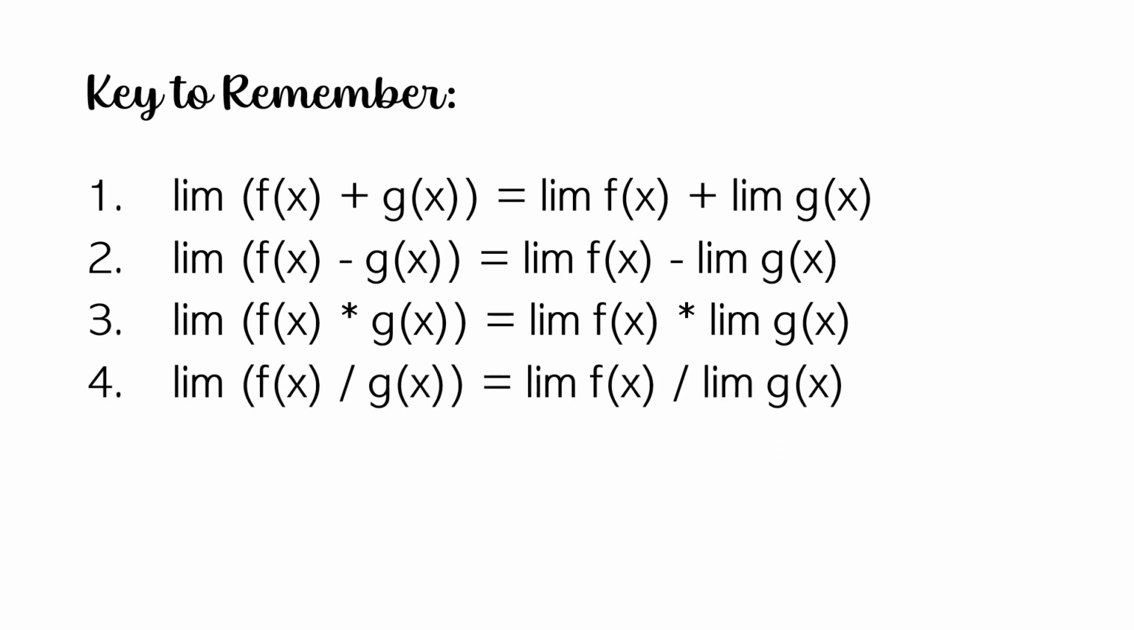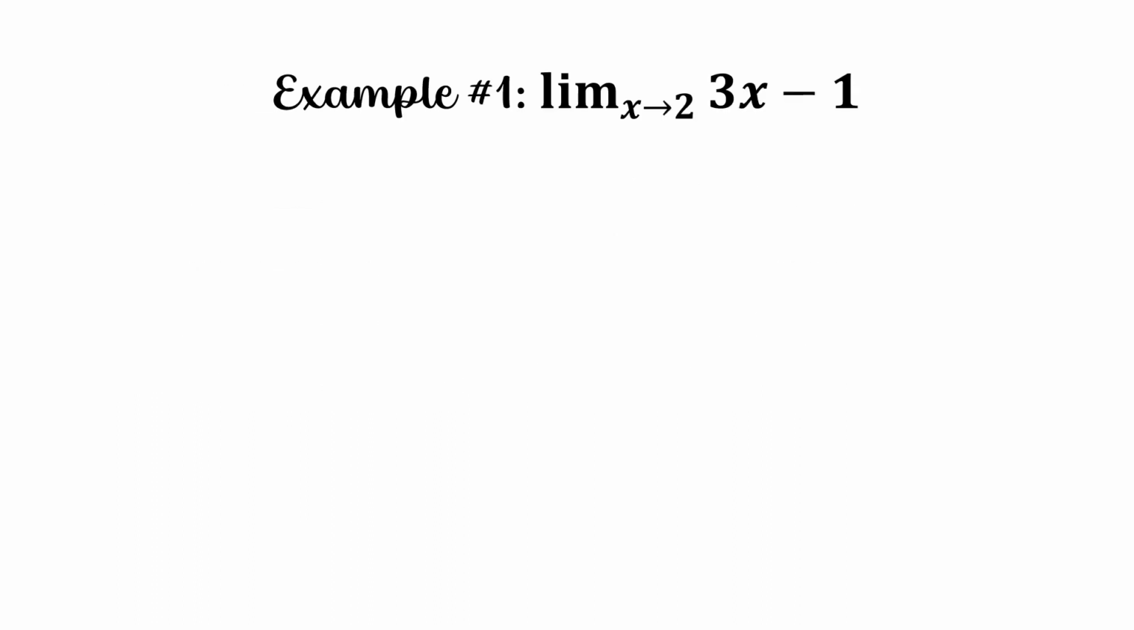Number 4. The limit of a quotient of two functions is the quotient of the limits of the individual functions, as long as the limit of the denominator is not 0. Number 5. The limit of a composite function is the composite of the limits of the individual functions. Example number 1. Find the limit of 3x minus 1 as x approaches 2.